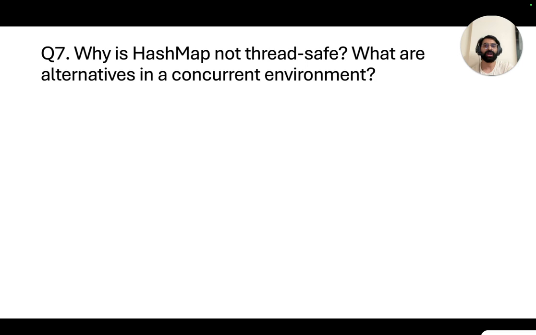Now the seventh question: why is HashMap not thread safe? And what are the alternatives in a concurrent environment? First, he may ask whether HashMap is thread safe. If you say no, then of course he will ask why it is not thread safe, and what alternatives you can use in a concurrent environment.